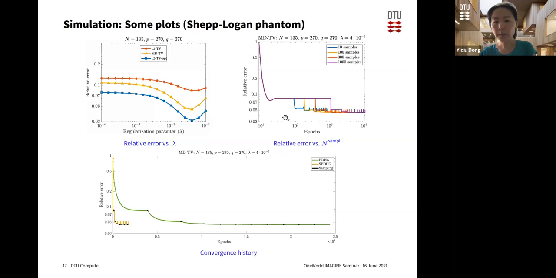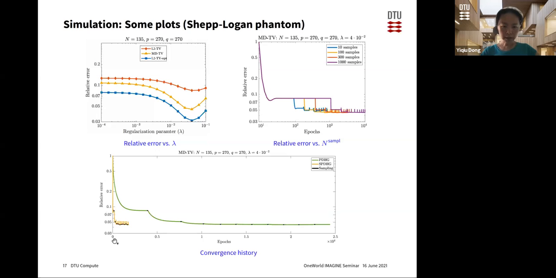This plot shows the relative error against the number of samples, because we need to draw samples of eta, the model discrepancy. From here, we can see that if the sample number is equal to or more than 100, more or less the final result is similar. There are no improvements. So that's why we simply set the number of samples equal to 100.